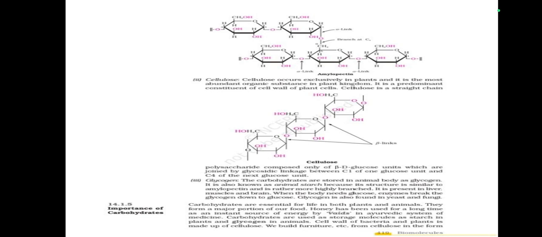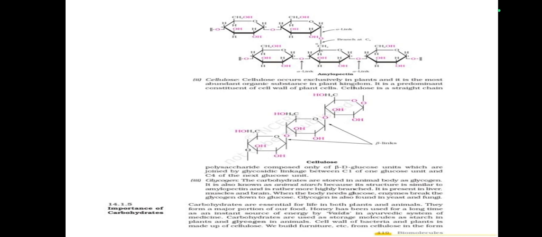Importance of carbohydrates. Carbohydrates are essential for life in both plants and animals. They form a major proportion of our food. Honey has been used for a long time as an instant source of energy by the Vedas and the Ayurvedic system of medicine. Carbohydrates are used as storage molecules as starch in plants and glycogen in animals. The cell wall of bacteria and plants is made up of cellulose.